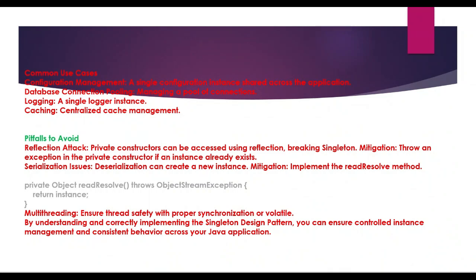Serialization. In the process of serialization and deserialization, you convert your object to a byte stream, and then you convert that byte stream back to an object, right? In that process, there might be a possibility where a new instance gets created. In order to stop that, we have to implement a method called readResolve. It throws an ObjectStreamException. Here you have to return the same instance, not a new instance. In that case, this will be handled and taken care of.